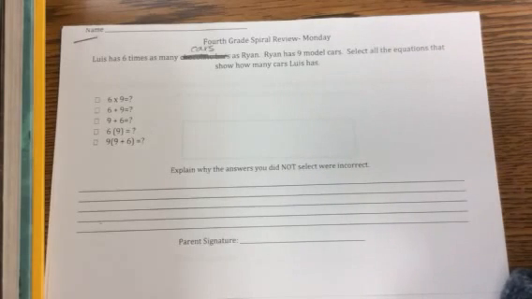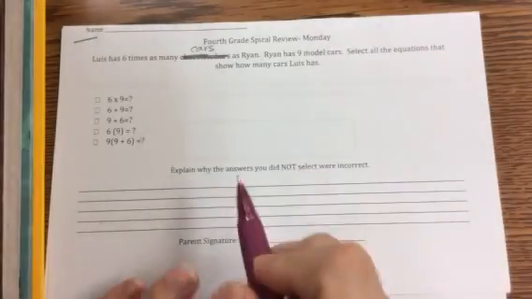Lewis has 6 times as many cars as Ryan. Ryan has 9 model cars. Select all the equations that show how many cars Lewis has. And then we have them go back to the beginning.